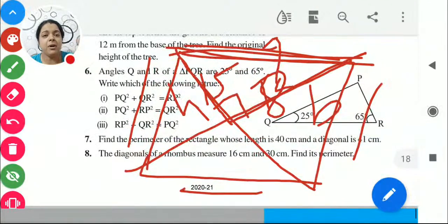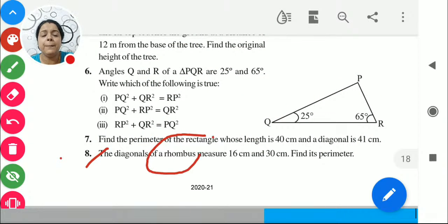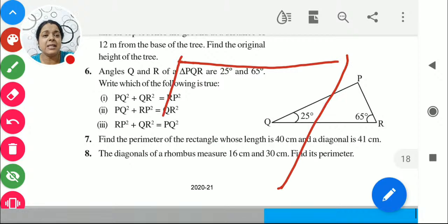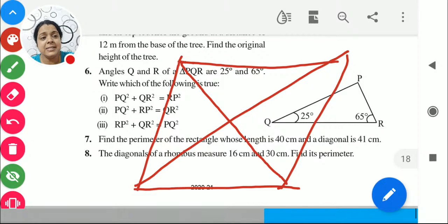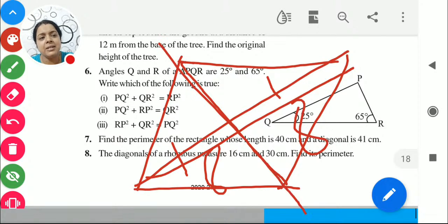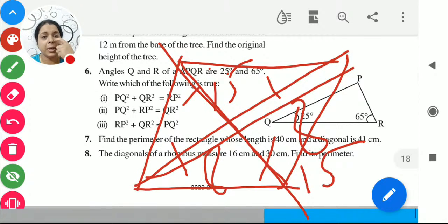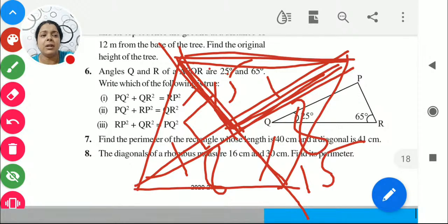Remember, when you go for question number 8, you need to know the basic properties of a rhombus. All the sides are equal. Diagonals cut each other at the center into two equal parts. So if the entire diagonal is 16, half is 8. If the entire is 30, this is 15, and the other side will be 15. And again, they form a 90-degree angle. So when you get 15 and 8, you are able to find the hypotenuse here.